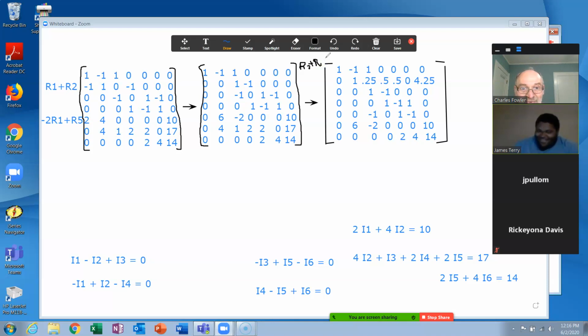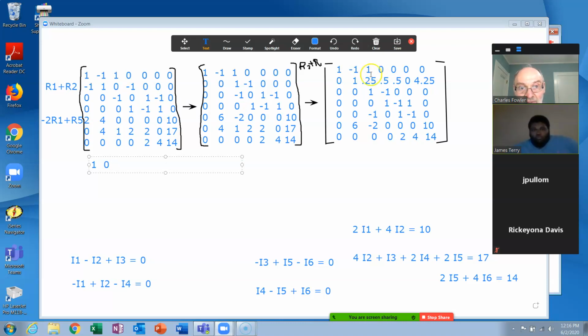Okay, row 2 plus row 1 is going to make this become a 0. So that's what we're going to do next. Okay, we'll start our blocks here. And row 2 plus row 1. 0 plus 1 is 1. 1 minus 1 is 0.